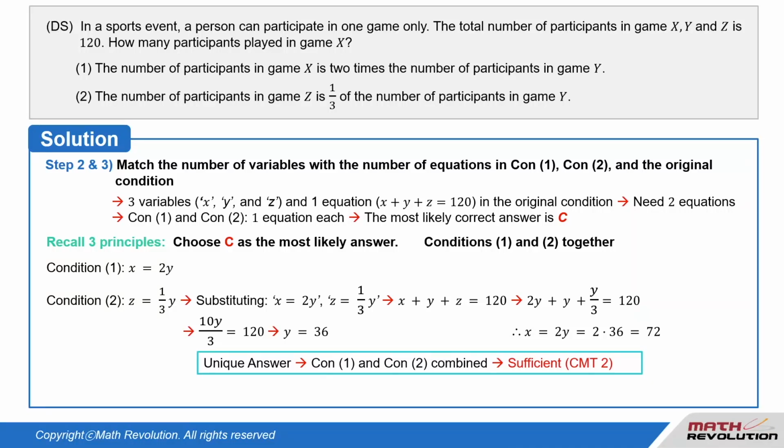So when both conditions are combined, it is sufficient to answer the question by CMT2, which means that the number of answers must be 1. Both conditions 1 and 2 together are sufficient. Good. The correct answer is C, because the number of variables is 3 and the number of equations is 1 in the original condition. This is the secret of the variable approach. So, C is the correct answer.